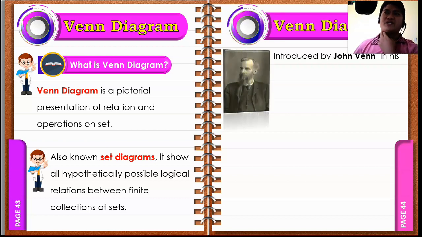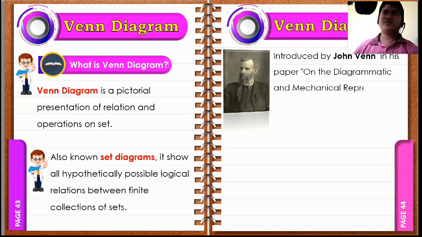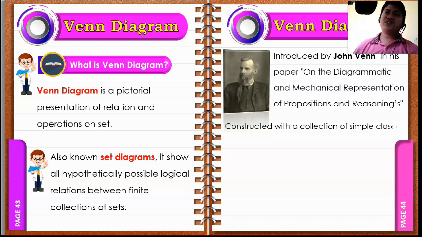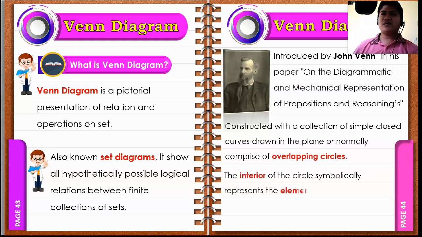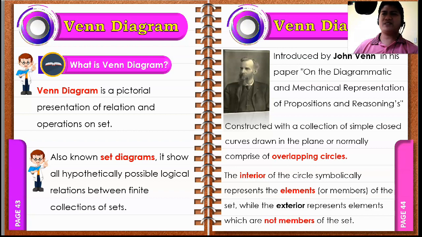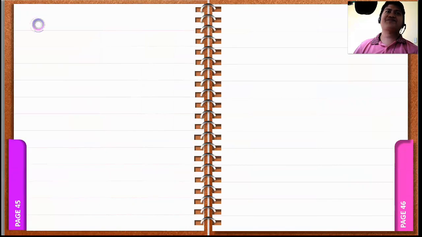The Venn diagram was introduced by John Venn in his paper on the diagrammatic and mechanical representations of propositions and reasonings. It is constructed with a collection of simple closed curves drawn in the plane, normally comprised of overlapping circles. The interior of the circle symbolically represents the elements or members of the set, while the exterior represents the elements which are not members of the set.